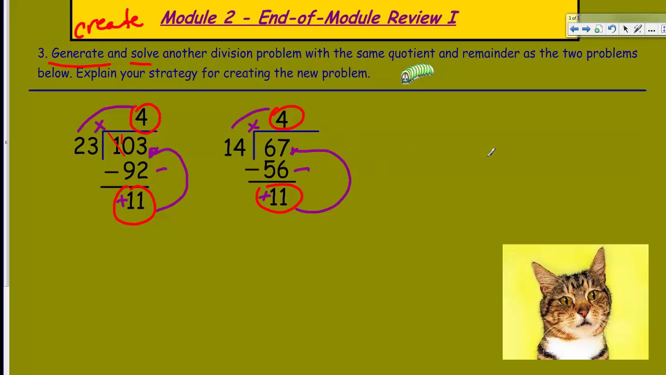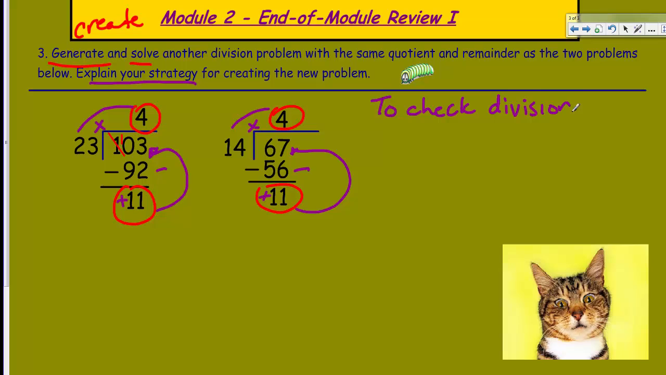So it seems to me that if we were to do a division problem, we could basically do the same thing. What I can do is I can multiply. So I'm just going to put up here at the top, because it doesn't say explain your strategy. So I'm just going to say, first of all, to check division, because this is what we were doing right now. I think this is important to have this down. Okay, I can multiply. I'm going to write a little bit slower this time so it doesn't get too messy. Multiply the answer.